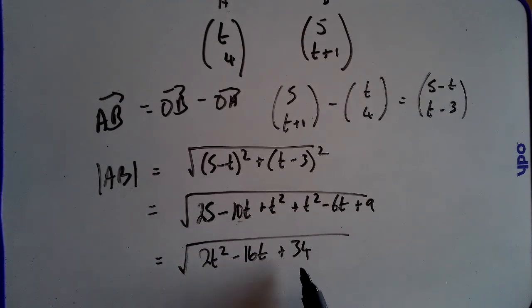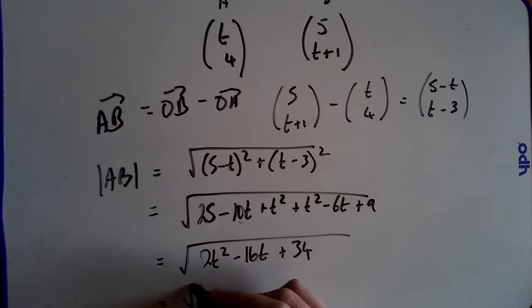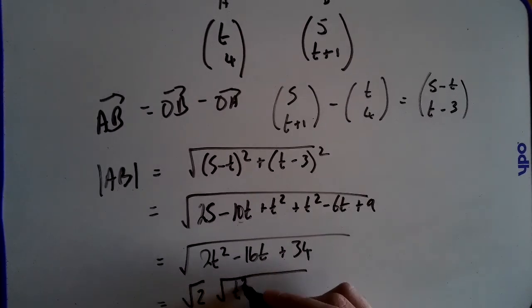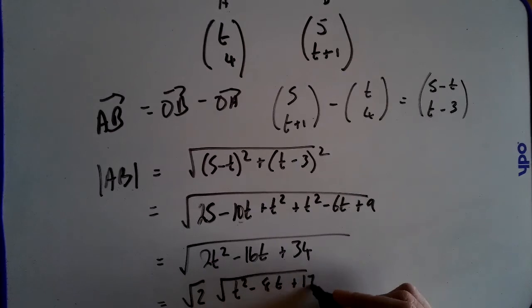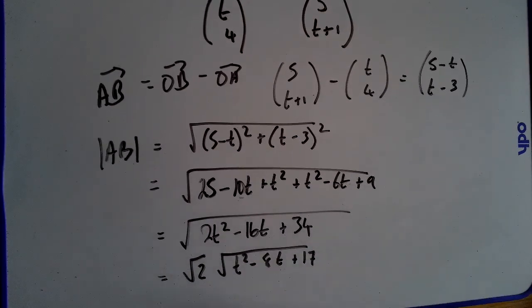Now, you could factorize that 2, but then you just have this at front, root 2 times that, which doesn't look any nicer. So I'll probably leave the 2 inside.